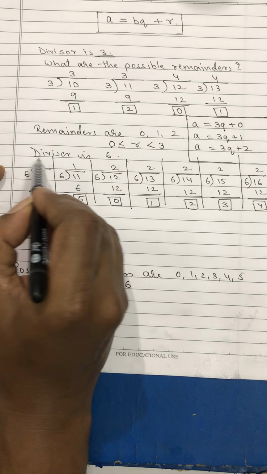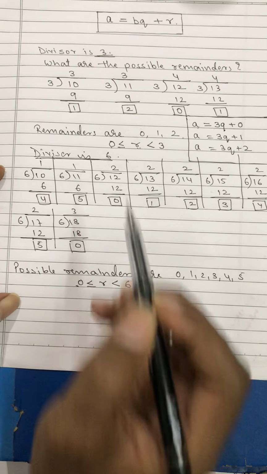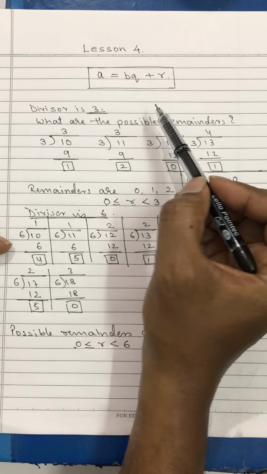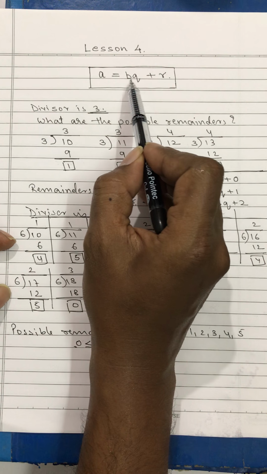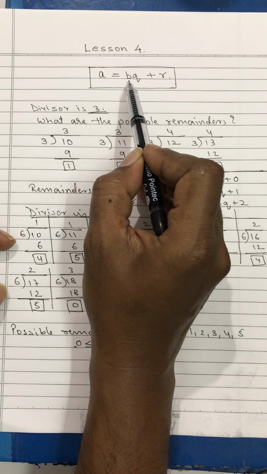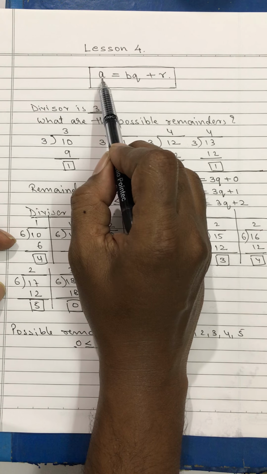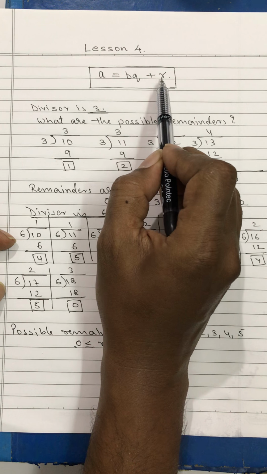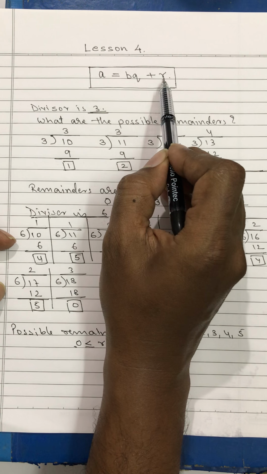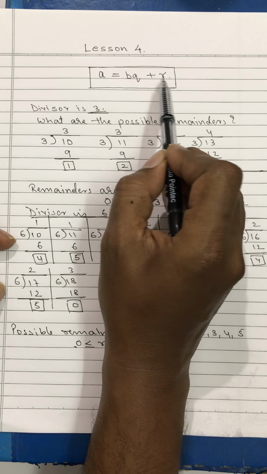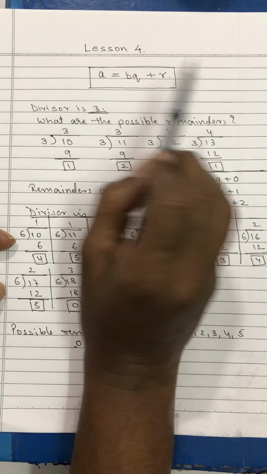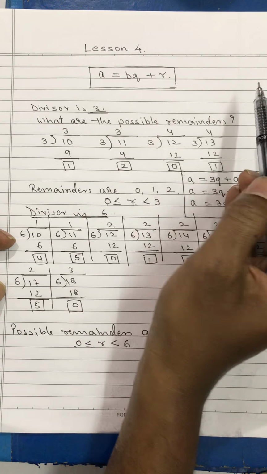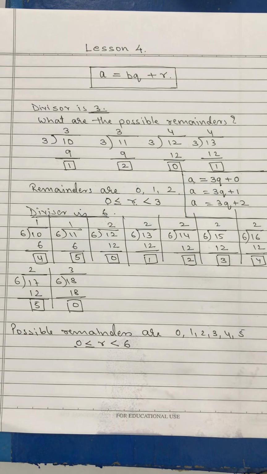When my divisor is 6, this will be 6q, because the divisor is 6. Then what will be the possible values of a? 6q plus 0, 6q plus 1, 6q plus 2, 6q plus 3, 6q plus 4, 6q plus 5, that's all. These are the possible values of a.